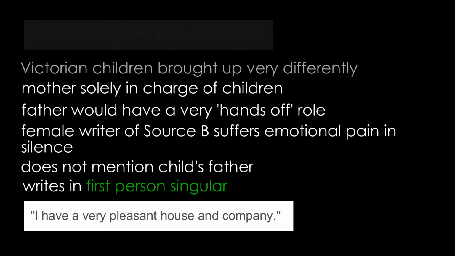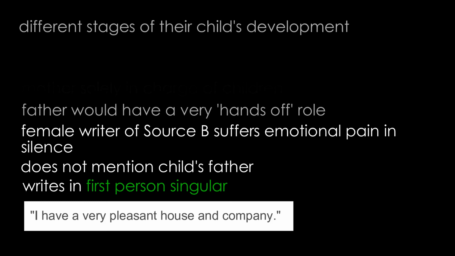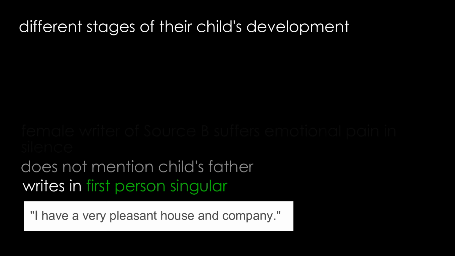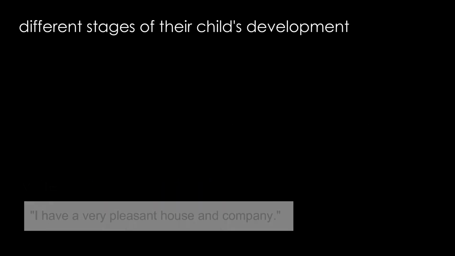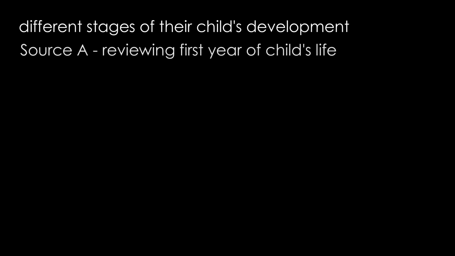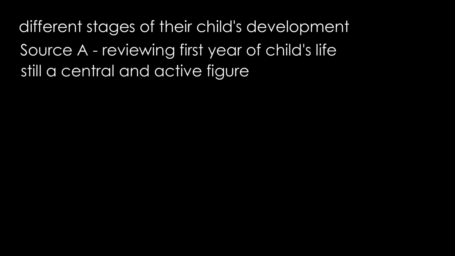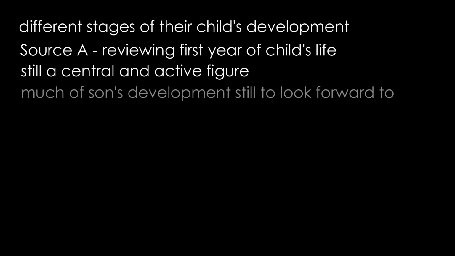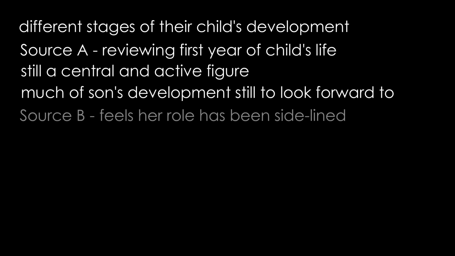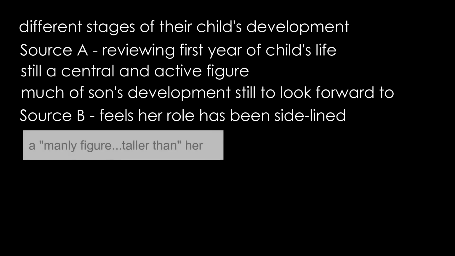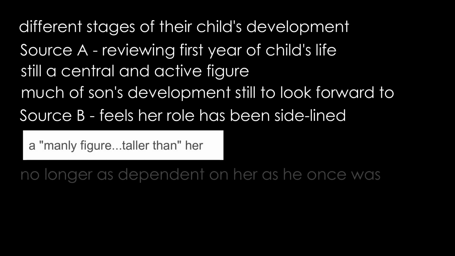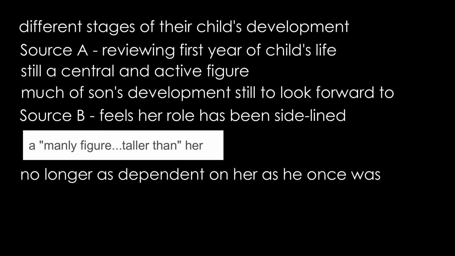The writers are also looking back from different stages of their child's development, which affects their perspectives. Heritage is just reviewing the very first year of his son's existence, and is still a central and active figure in his life, with much of his child's development still to look forward to. While the Victorian mother feels that her role has been somewhat sidelined as she looks back now that her child is a manly figure taller than her, who spends little time at home, and is no longer as dependent upon her as he once was.